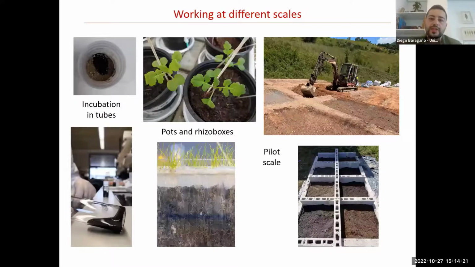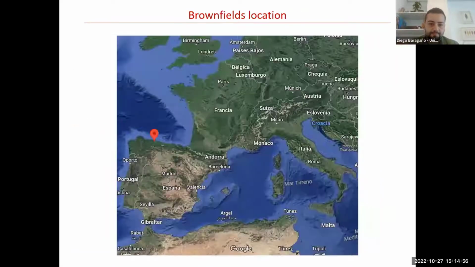So usually we are working at different scales. We have some experiments using incubation in tubes, using only the contact of soil and the amendments in tubes with different water holding capacity, different rates of humidity, for monitoring the pollutants' availability. Then we have pots with plants in order to monitor if the plants are taking up the pollutants from the soil or not. Rice boxes in order to analyze the roots, but I will come back later to this type of experiment, and then also some experiments at pilot scale.